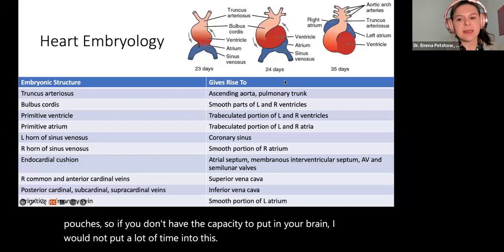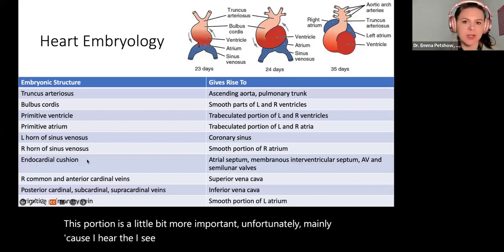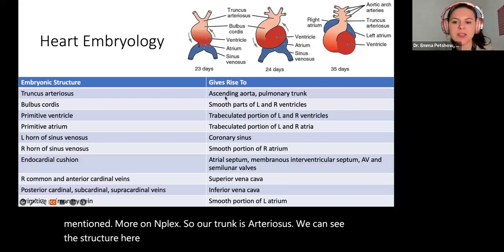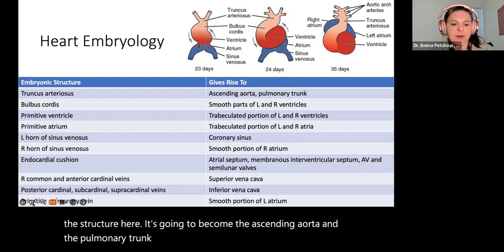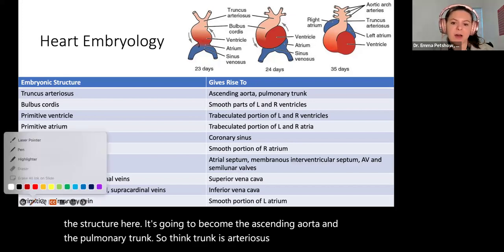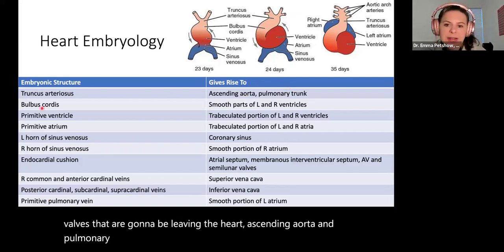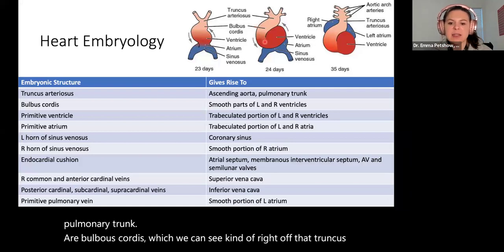This portion is a little bit more important, unfortunately, mainly because I see these words, I see these structures mentioned more on NPLEX. So our truncus arteriosus, we can see this structure here. It's going to become the ascending aorta and the pulmonary trunk. So think truncus arteriosus as really the vessels that are going to be leaving the heart, ascending aorta and pulmonary trunk.